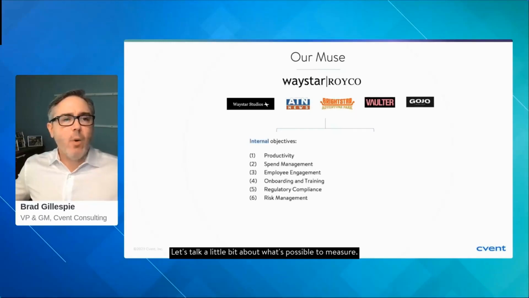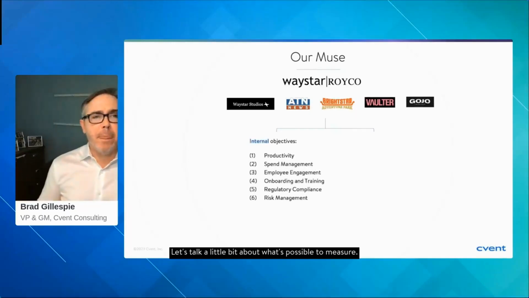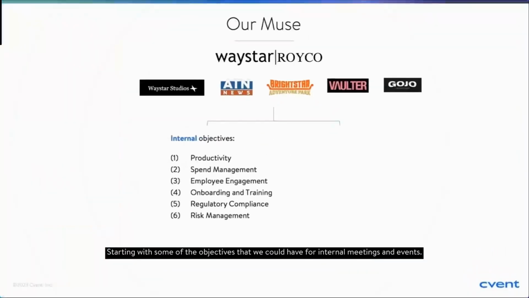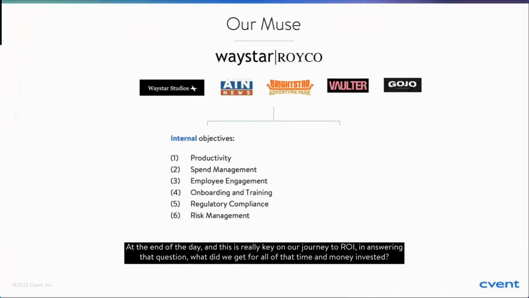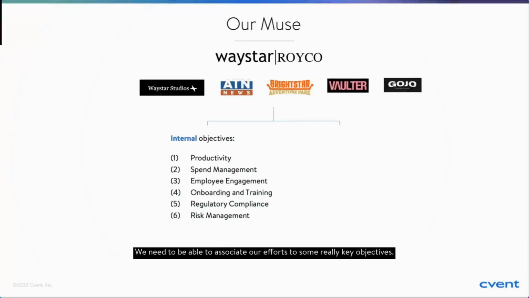Let's talk a little bit about what's possible to measure, starting with some of the objectives that we could have for internal meetings and events. At the end of the day, and this is really key on our journey to ROI and answering that question, what did we get for all of that time and money invested? We need to be able to associate our efforts to some really key objectives.